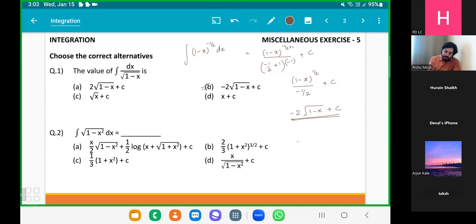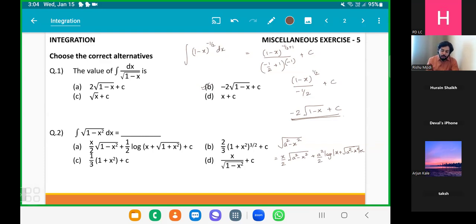Okay, second one, root of 1 minus x square. Now this is our direct formula, under root of a square minus x square, which is given by the formula x by 2 under root of a square minus x square plus a square by 2 log mod x plus root of a square minus x square plus c. So this will be your answer for that particular thing. This is a direct formula.